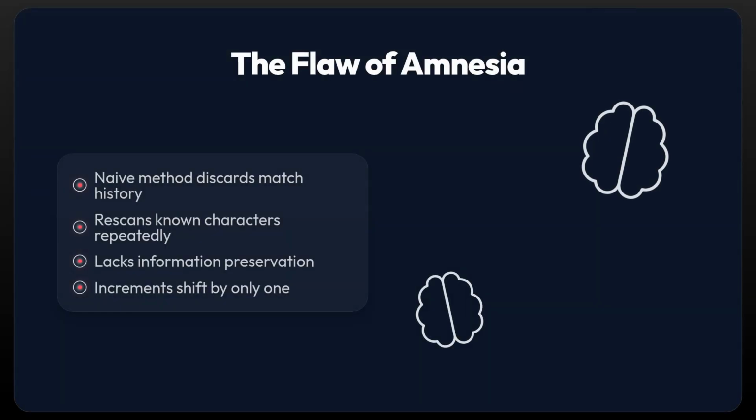The fundamental flaw of the naive approach is what we call amnesia. When a mismatch occurs after matching several characters, the naive algorithm discards that hard-earned information. It forgets what it just saw and restarts from scratch. Advanced algorithms operate on the principle of information preservation, using previous comparisons to skip ahead intelligently.